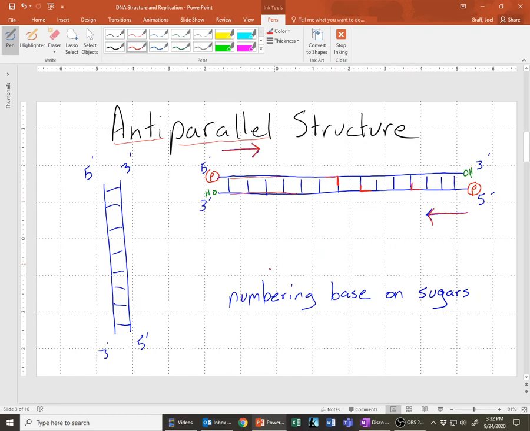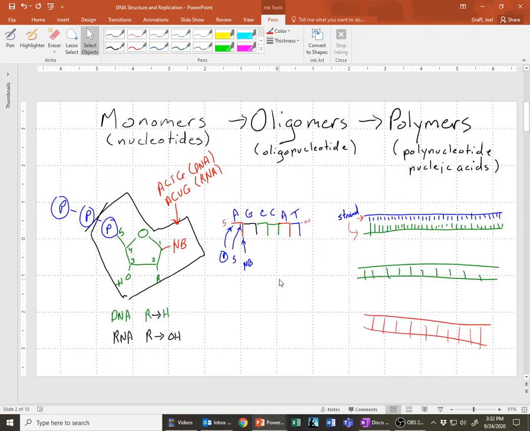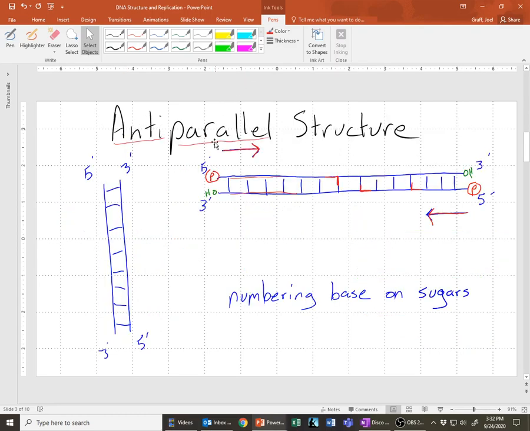Okay. So the numbering again was based on the sugars, and that was over here. 5' phosphate, 3' hydroxyl. Sometimes I draw DNA as a ladder that's horizontal, and I'll always have 5' to 3' going left to right for the top strand, and 5' to 3' going right to left for the bottom strand.